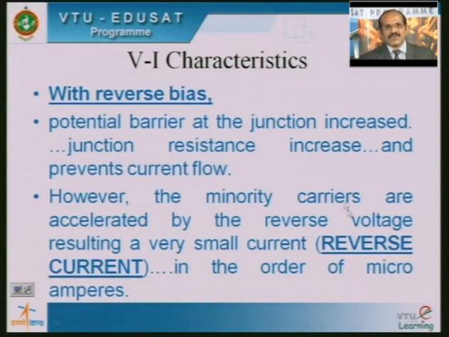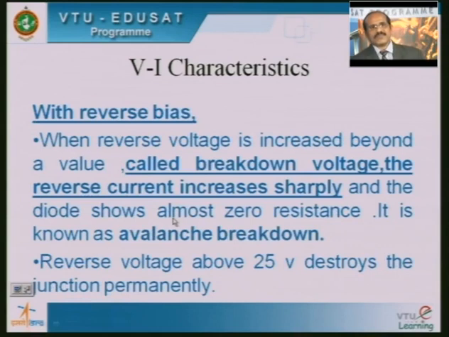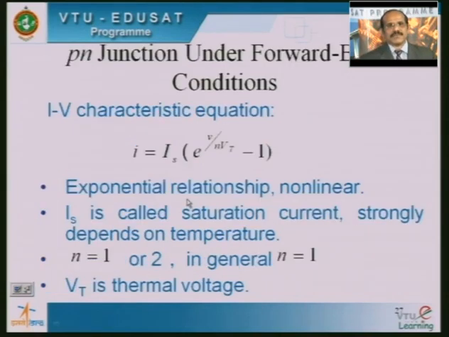accelerated by the reverse voltage, resulting in a very small current called the reverse current, in the order of microamperes. Whenever the reverse voltage is increased beyond a value called the breakdown voltage, the reverse current increases sharply and the diode shows almost zero resistance, and this is known as the avalanche breakdown. Reverse voltage above 25 volts destroys the PN junction permanently.